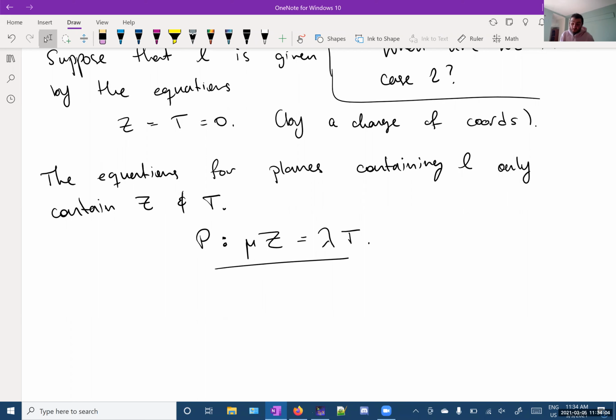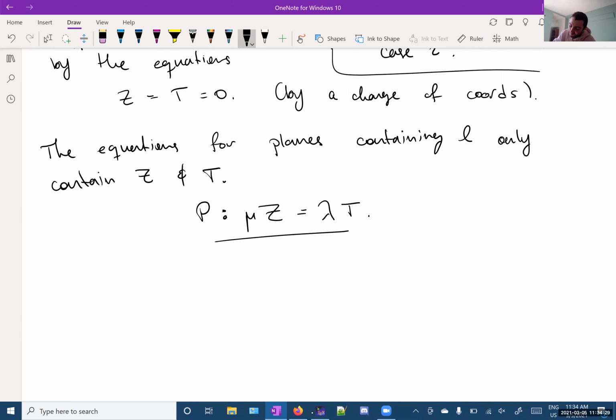Now, if I suppose that I'm on the plane, then what I can do is substitute in some coordinates. So I can replace z with lambda t, or maybe I can replace t with mu z. Substitute this in for the equation for S and figure out what this conic looks like. So what does that look like?